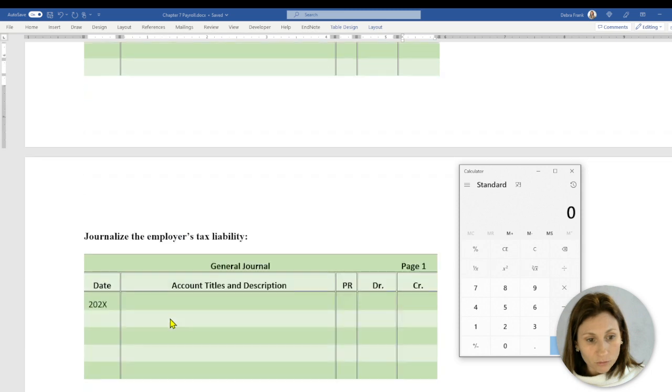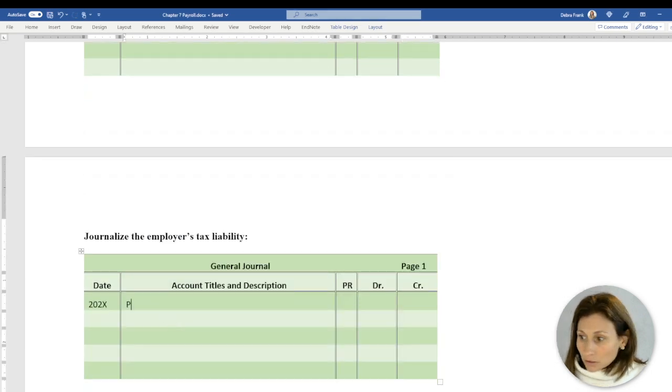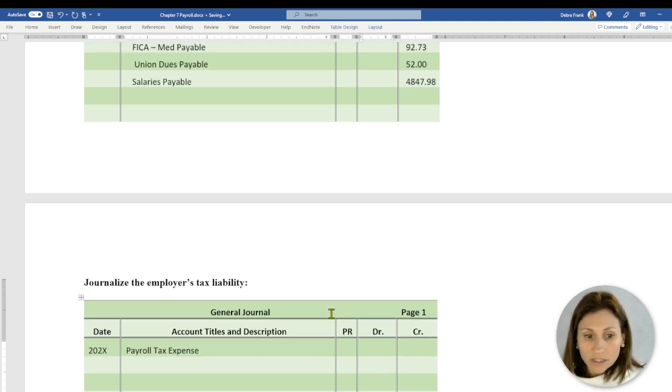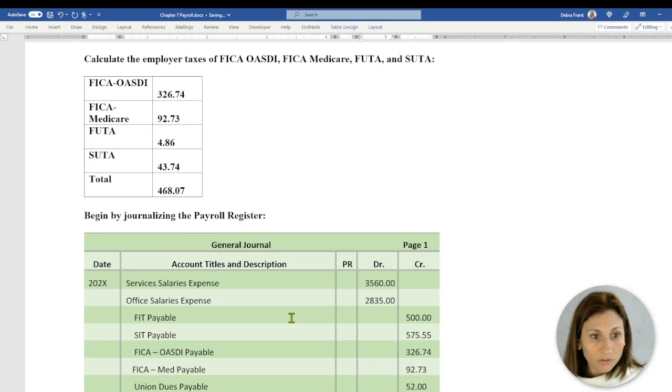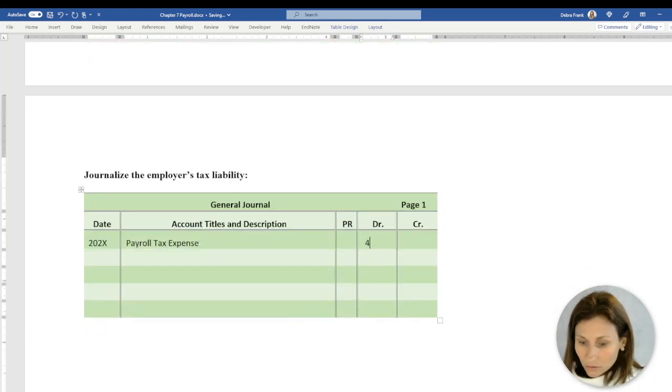Let's do that real quick here. Payroll tax expense is for the total amount of all those liabilities on the employer side. So it's 4,687 and some cents. And then my credits are all those payables. The employer also pays FICA.